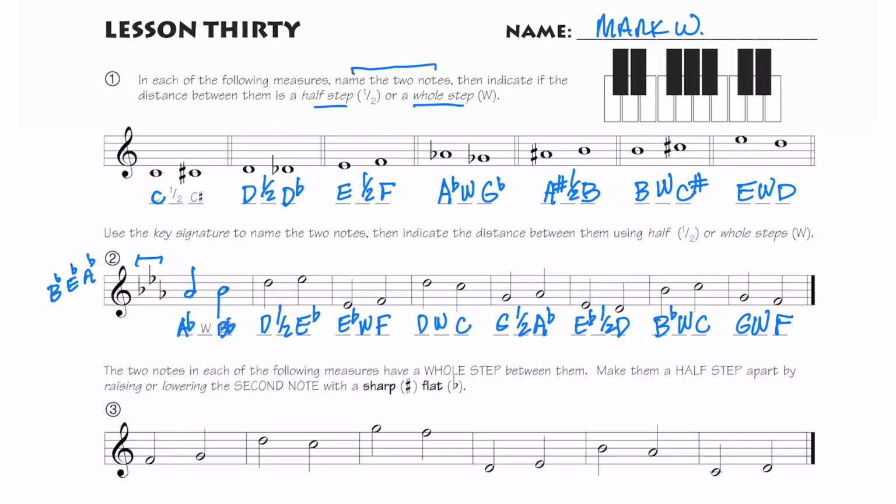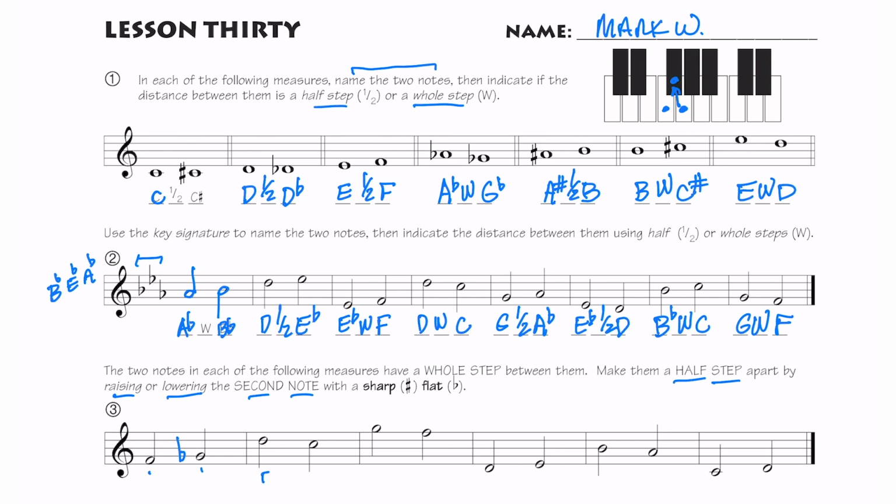In the next line, number 3, the two notes of the following measures have a whole step between them. Make them a half step by raising or lowering the second note. So F to G is a whole step. How do I make that G a half step? So I'm looking at my keyboard here. Here's F, here's G. How do I make that this note? I have to lower this note to a G flat.